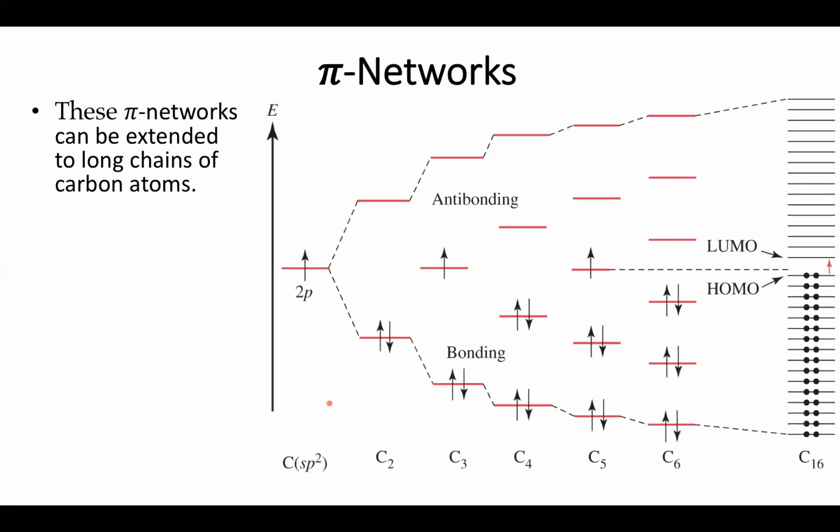So you can see this a lot of the time with pi networks. What we can do is take a whole bunch of carbon atoms, all with sp2 character. Each one is bringing in a single pi orbital, and we can keep extending these pi networks. So if I have one carbon atom with a single p orbital, I have a single p orbital.